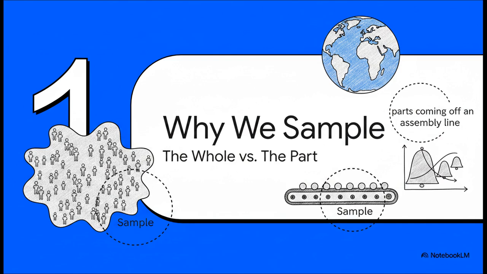All right, let's start with the basic problem we're all trying to solve. We want to know things about really, really big groups. I'm talking about all the voters in a country, every smartphone manufactured in a year, or all the red blood cells in a person's body. Now, trying to study every single member of a group that large is, well, it's usually just not possible. And that's exactly where sampling comes to the rescue. It's the art and science of learning about the whole just by looking at a small, carefully chosen part.